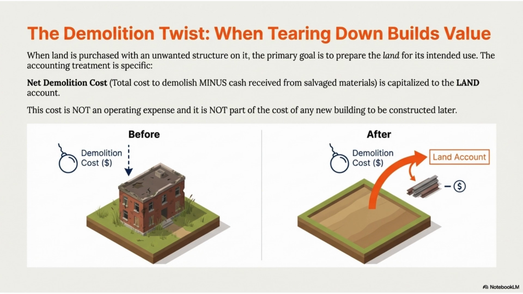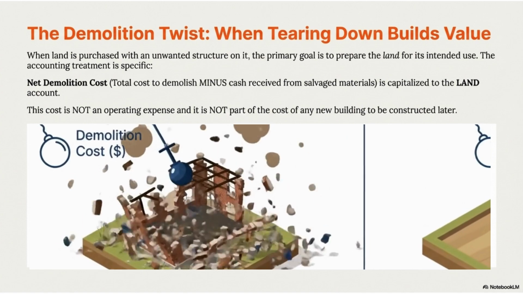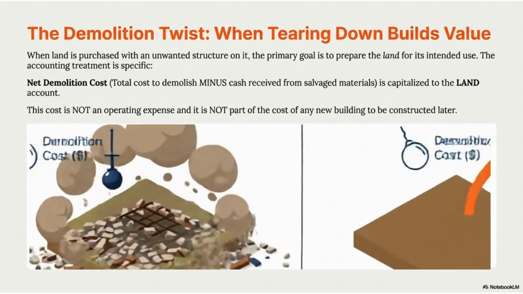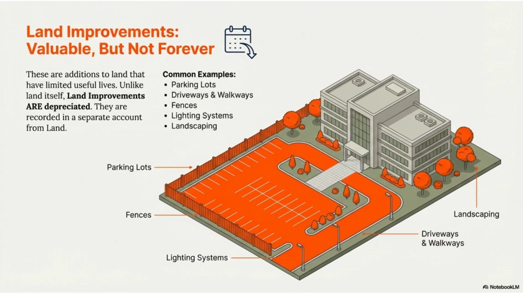That cost is actually added to the land account. Right. So tearing something down is treated as an investment in the land. That feels so backward. It does, but it follows the ready for intended use principle perfectly. Your intention was to use the bare land. The demolition was just a necessary cost to get it to that state, so it's capitalized and never ever depreciated.